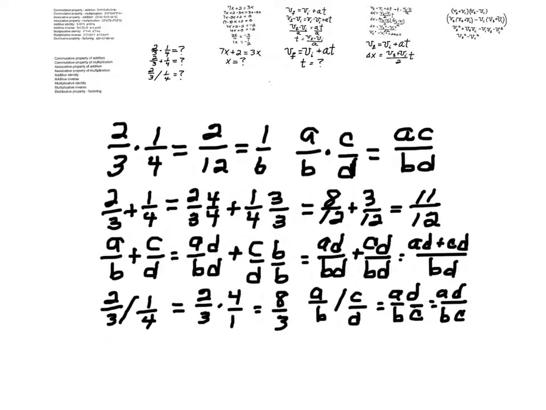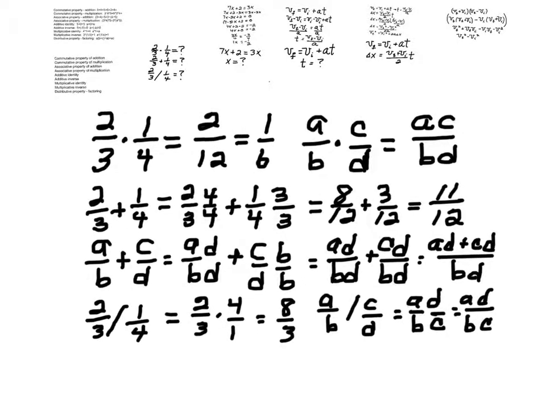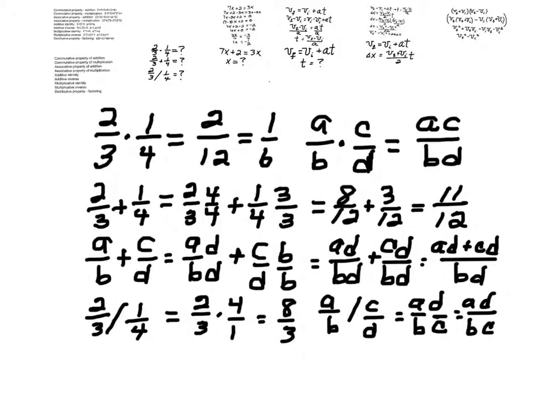So one of the things is pay attention to what you're doing. Think about what you're doing. So 2/3 of 1/4 has to be less than 1/4, right? Because you're only taking 2/3 of the quarter.